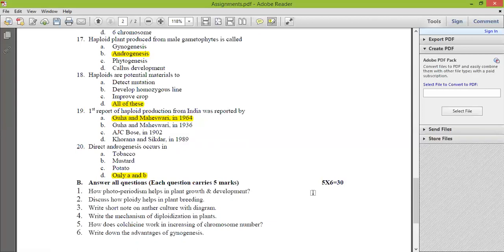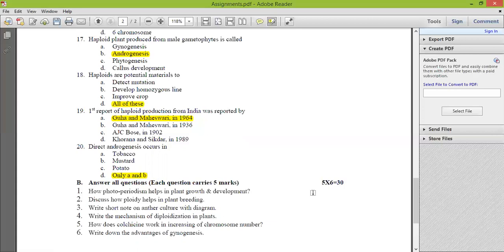You can mention polyploid crops. You can mention examples like mustard and wheat, which are polyploid in nature. You can also mention the hybridization between two different species to develop an allopolyploid, and so on. So these are basically the points of this answer which you have to write here.